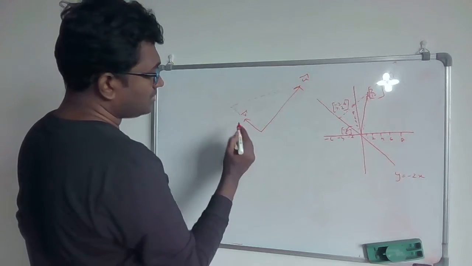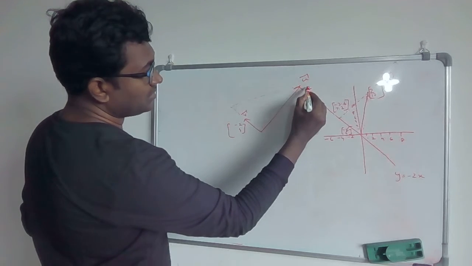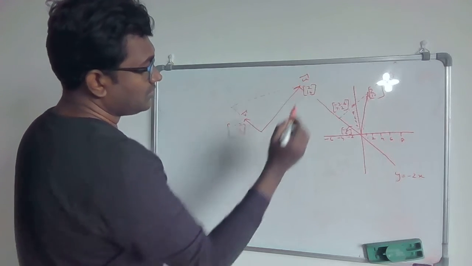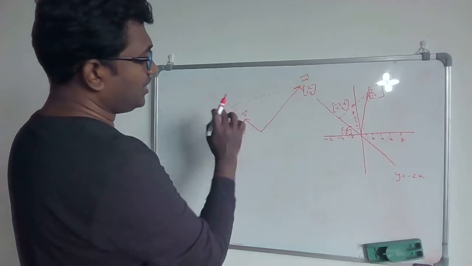What is the point here? It is minus 2, 4. What is the point here? It is 2, 10. Okay, so we are trying to project u on v.